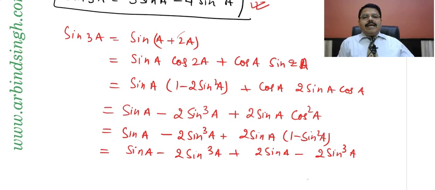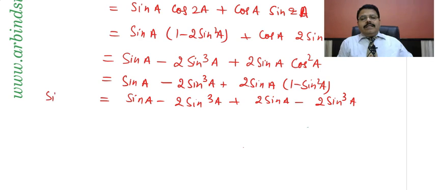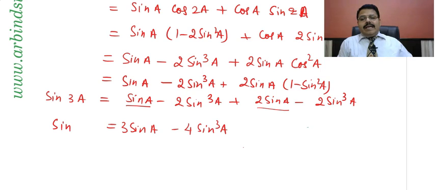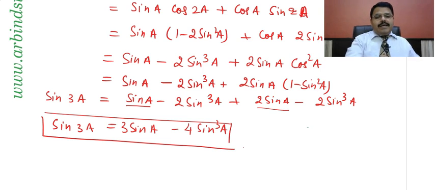So, if you write like this, this is sin 3A. Sin A plus 2 sin A becomes 3 sin A, and minus 2 sin cube A minus 2 sin cube A becomes minus 4 sin cube A. So, sin 3A can be written as 3 sin A minus 4 sin cube A. And this is one of the formulas.